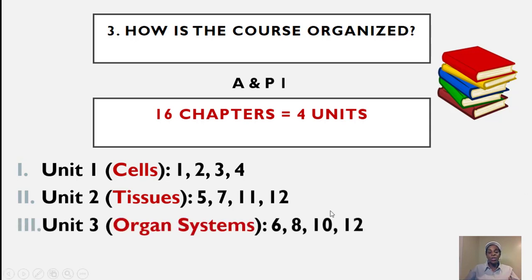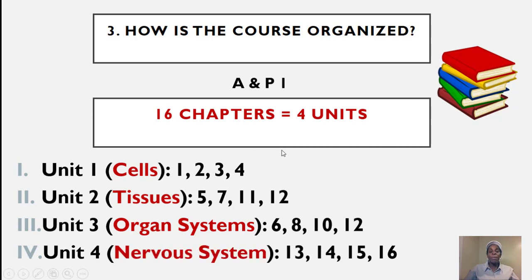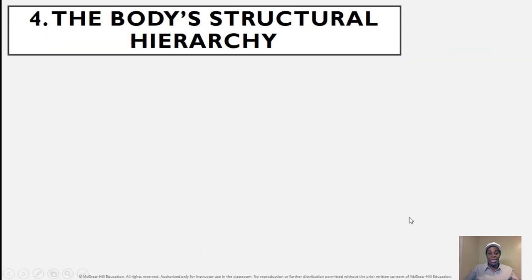Then the next unit will be about organ systems. We're going to talk about 4 different organ systems in A&P 1. And then the last unit will be about a specific organ system, the nervous system, because it's a big system. We're going to have to cover it in detail.